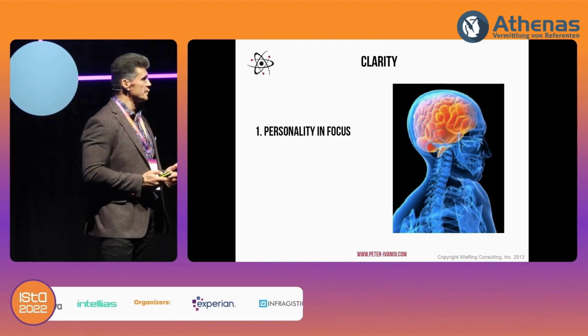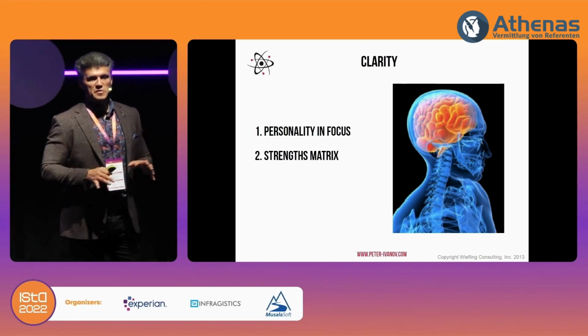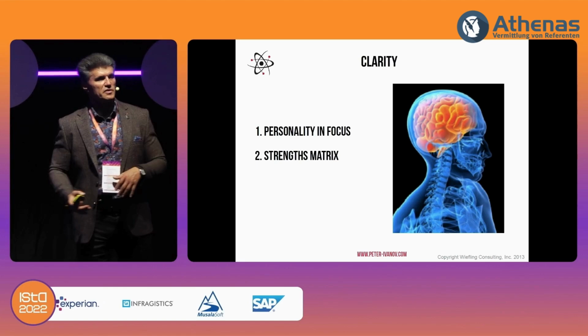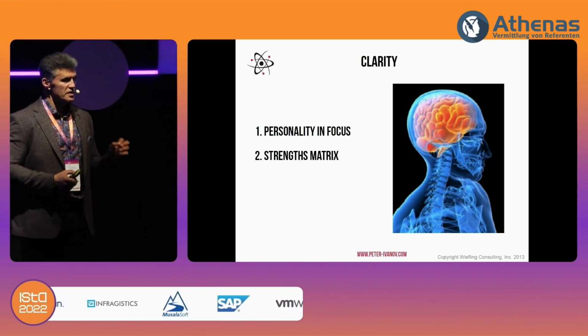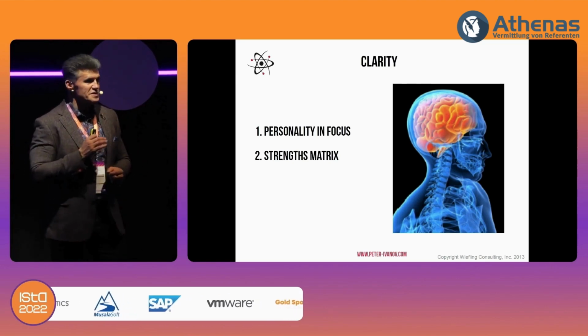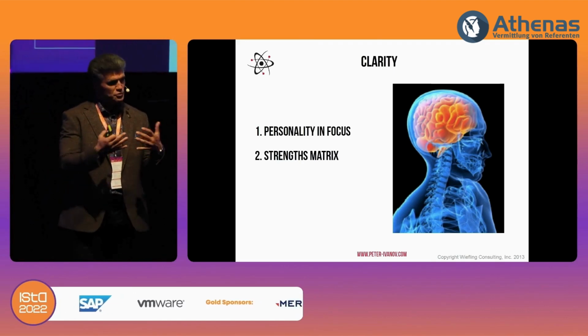Second big rock, strengths matrix. In the poorly led virtual teams, people feel anonymous. They feel isolated, they feel not understood. Here we will find out the natural strengths and talents of the people. And I'll share with you a script, they coach each other.